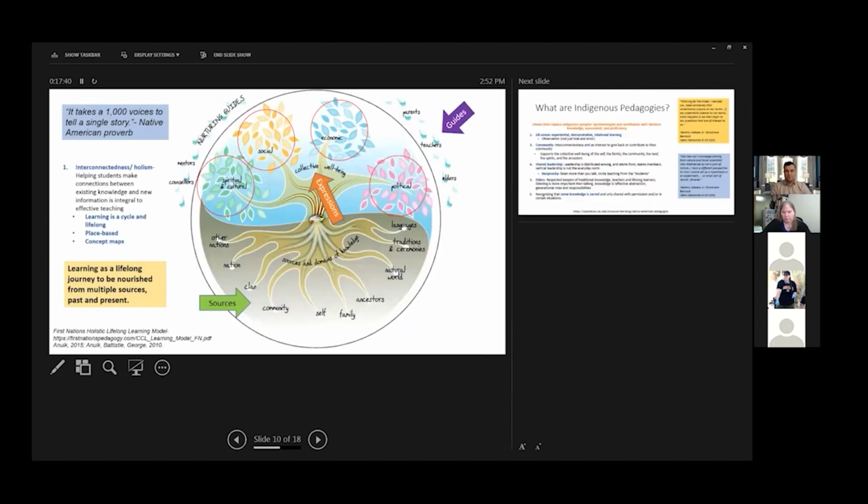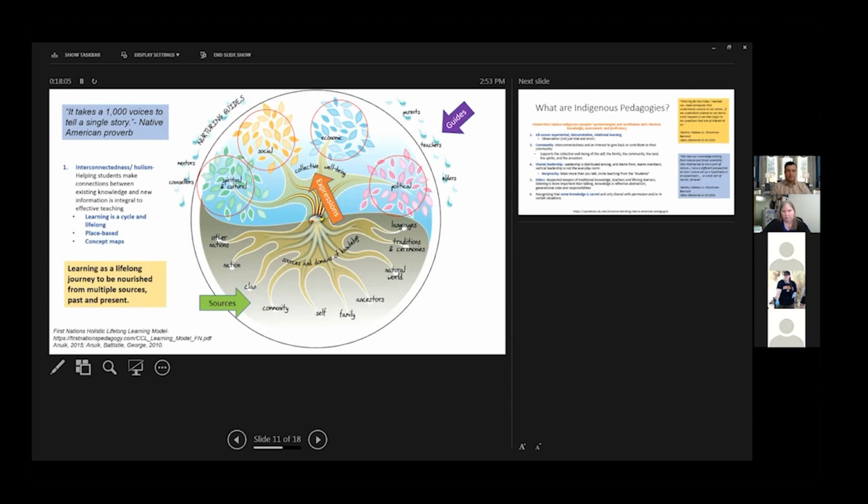So I like to use this learning model created by First Nations in Canada, who actually have a lot of pull and say in how the Indigenous worldview is presented in educational environments in Canada. This is just one of many of these types of models.